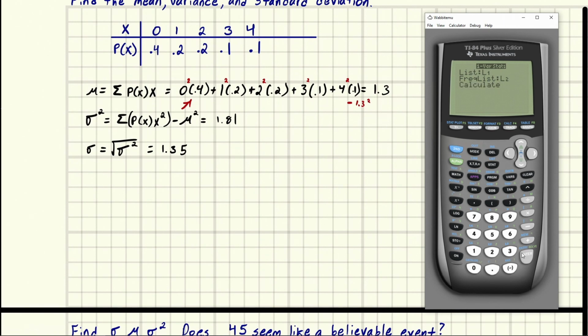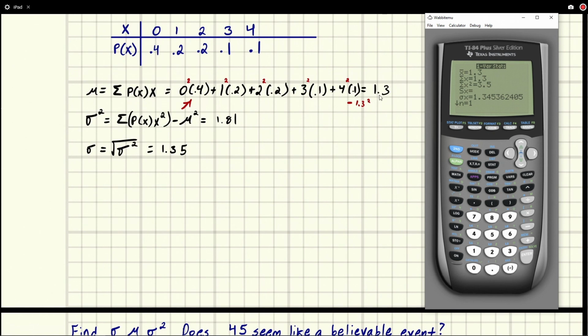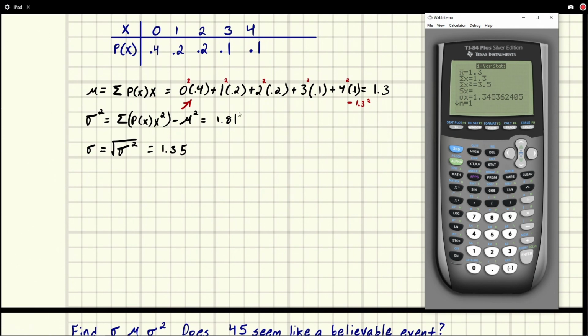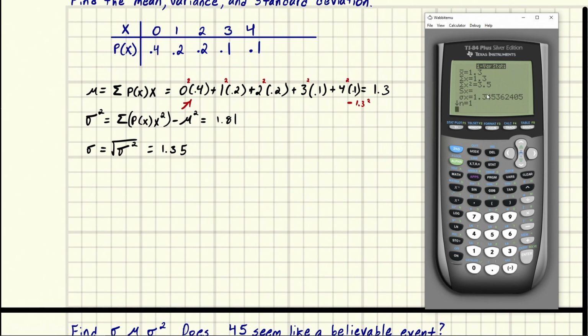Now we're going to hit calculate, and we get our mean. So you can see here our mean, x bar, is 1.3, exactly what we got. And the standard deviation, oh, I think this one doesn't give you the variance. It does give you standard deviation though. So we get 1.345 and so on, which is this, which we got from this. So that sort of verifies each one. So there's a way to quickly check with the calculator.